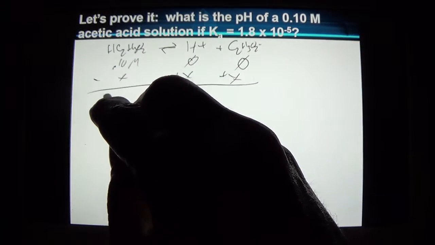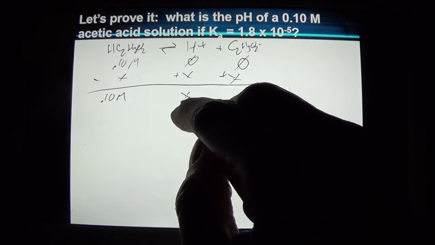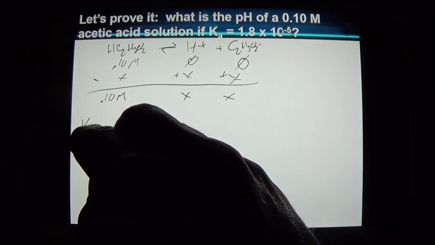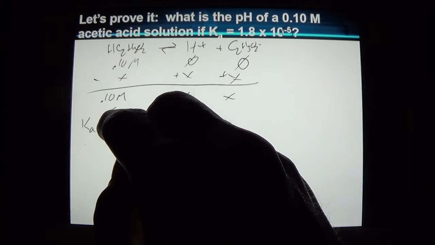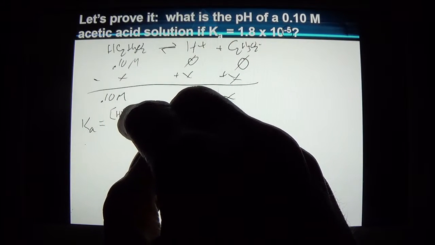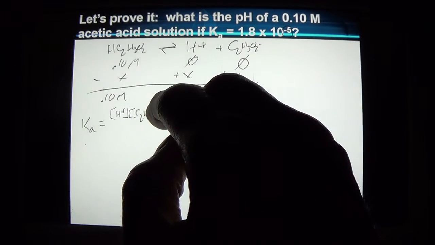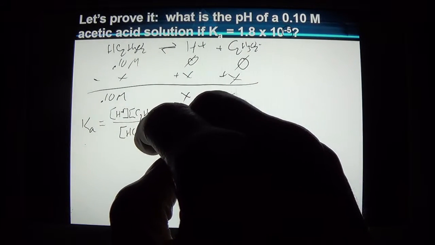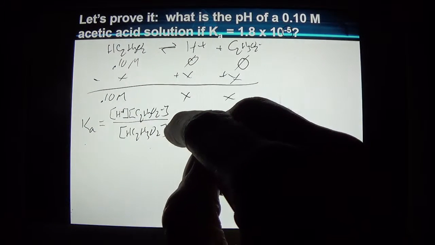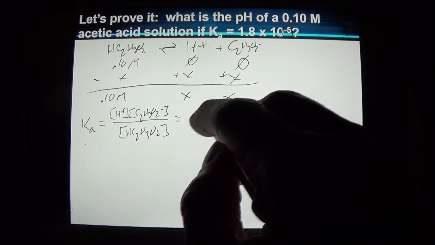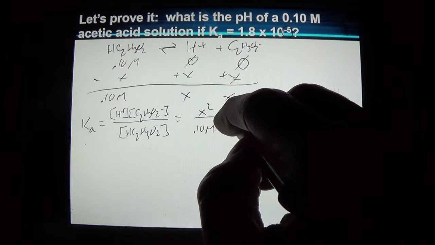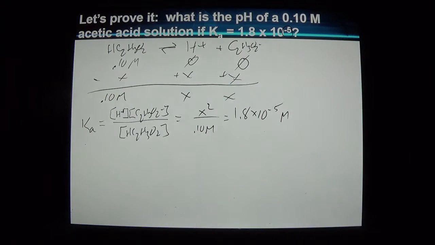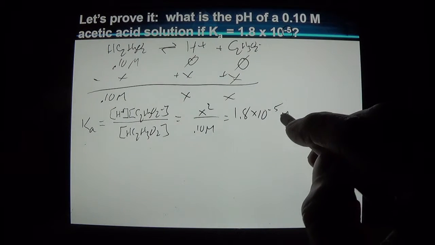Okay. And I'm going to make the assumption here, as it's a weak acid, and 10 to the minus 5 says I'm probably safe doing that. So my Ka, which is concentration of H plus times concentration of C2H3O2 minus, divided by HC2H3O2. Okay, so there's my Ka. That's going to be x squared divided by 0.10 equals 1.8 times 10 to the minus 5. Oh, sorry, not molarity. There's no label on that.